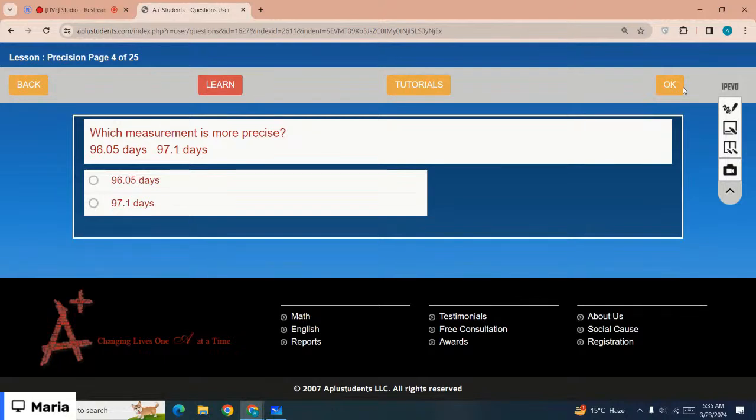Which measurement is more precise? Which is the correct option? Yes, the correct option is 96.05 days. Option number one is the correct option.